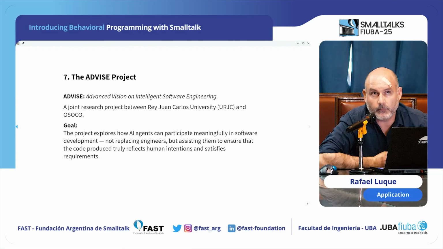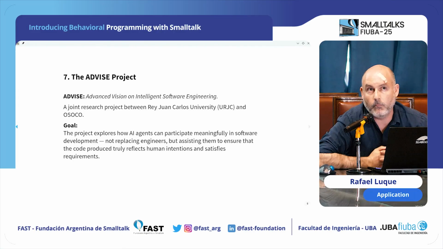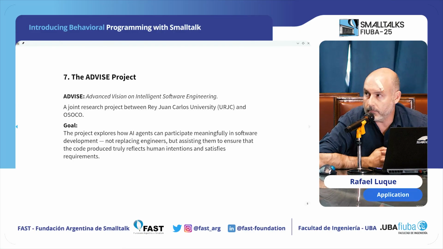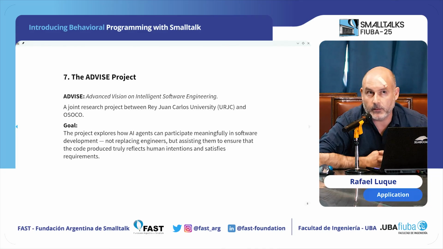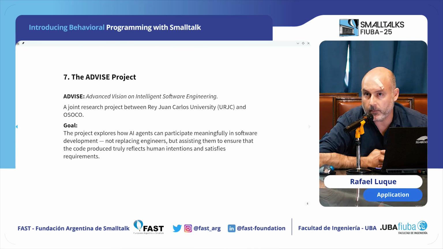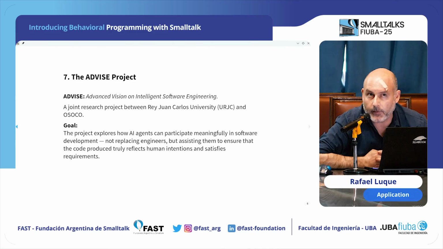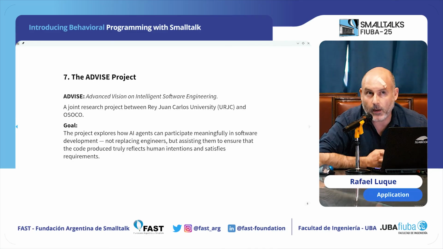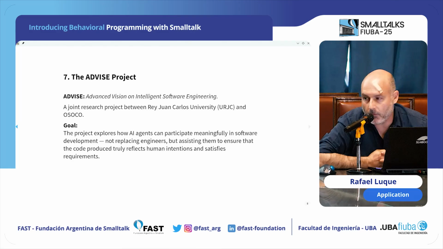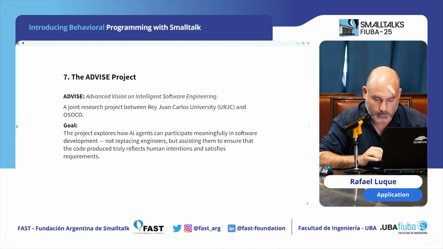Finally, this GT4BP library is a small part of a broader project called Advice, from Advanced Vision and Intelligent Software Engineering. This is a project we are developing, collaborating with the Rey Juan Carlos University in Madrid. Mainly the project goal is to explore how generative artificial intelligence can participate in a meaningful way in software development. By meaningful way, I mean that we don't want to replace engineers with AIs, but we want to augment their capabilities, their intelligence, in a way like Douglas Engelbart's augmented human intelligence vision.